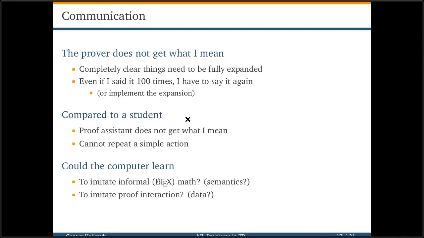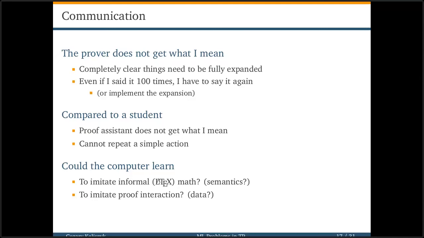So could a computer learn how to imitate this kind of interaction, or even could the computer imitate what we are doing, that is formalization? If I have LaTeX, can a computer convert it to a formal proof for me? This is pretty exciting. If we could do it, then we don't have to do any formalization ourselves. We just write LaTeX and then the computer deals with it on its own.